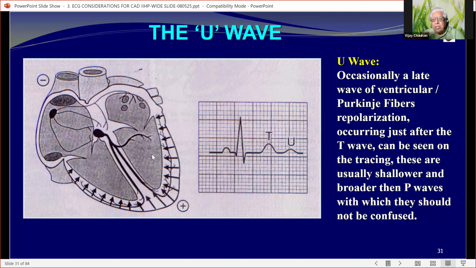When they get repolarized, U wave occurs, and it occurs just after the T wave.